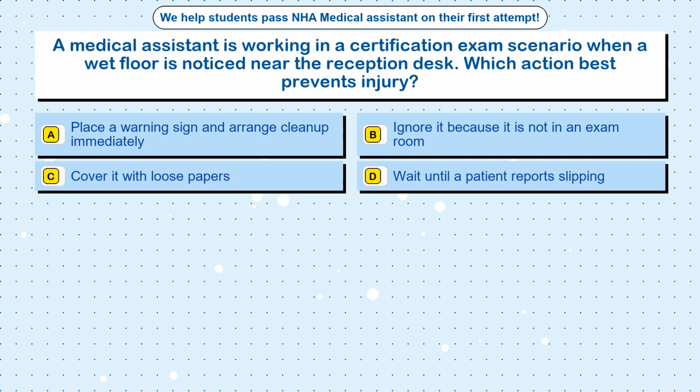Question 27. A medical assistant is working in a certification exam scenario when a wet floor is noticed near the reception desk. Which action best prevents injury? Option A. Place a warning sign and arrange cleanup immediately. Option B. Ignore it because it is not in an exam room. Option C. Cover it with loose papers. Option D. Wait until a patient reports slipping.